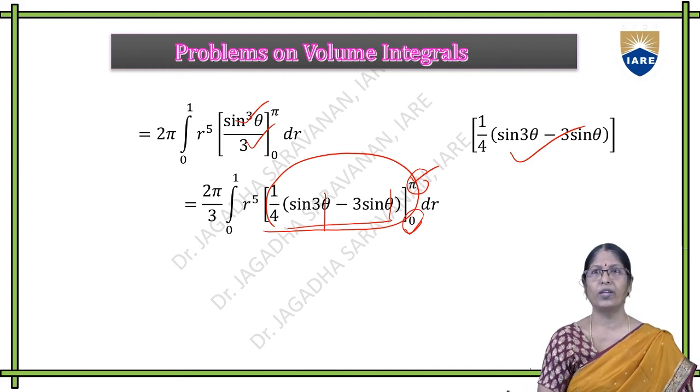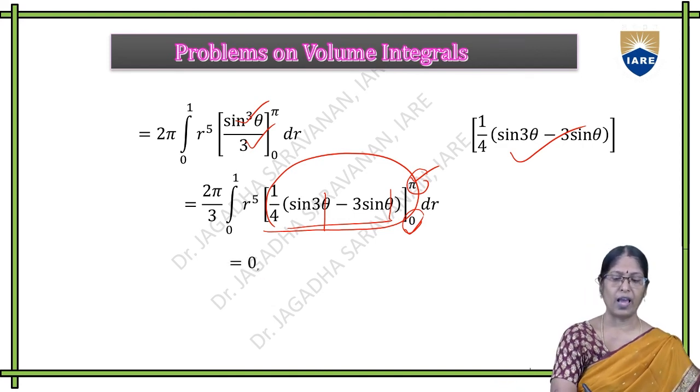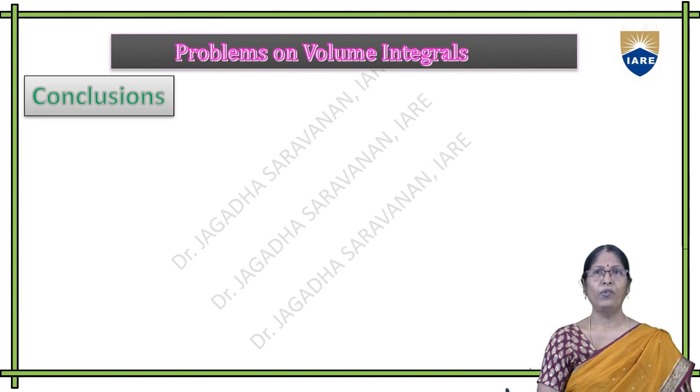So we are not doing the outermost one. We are going to stop the problem up to here, because the middle integral value is 0, and 0 into whatever we are going to get, the outermost one will also be 0. In that way, this problem is coming to an end. Now, we will come to a conclusion of this topic.